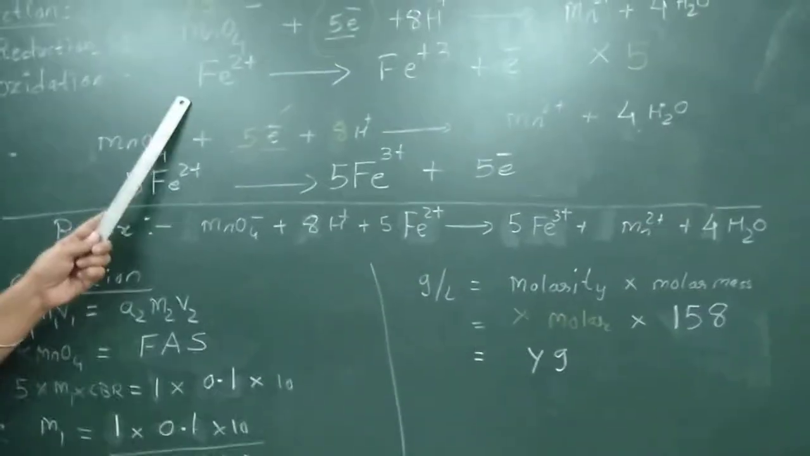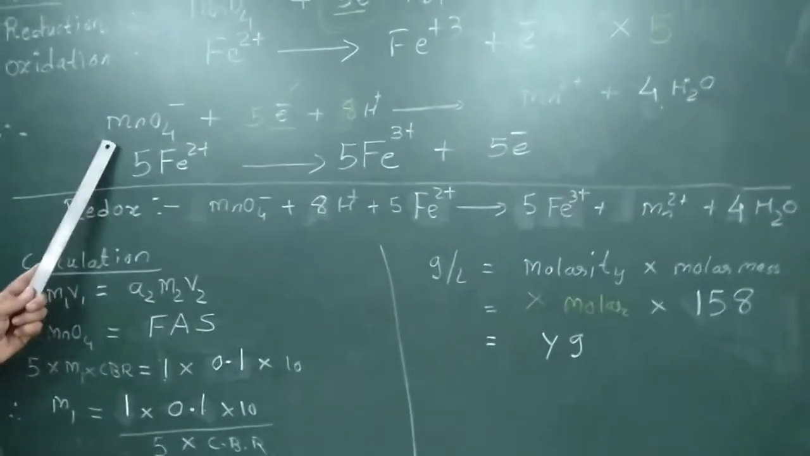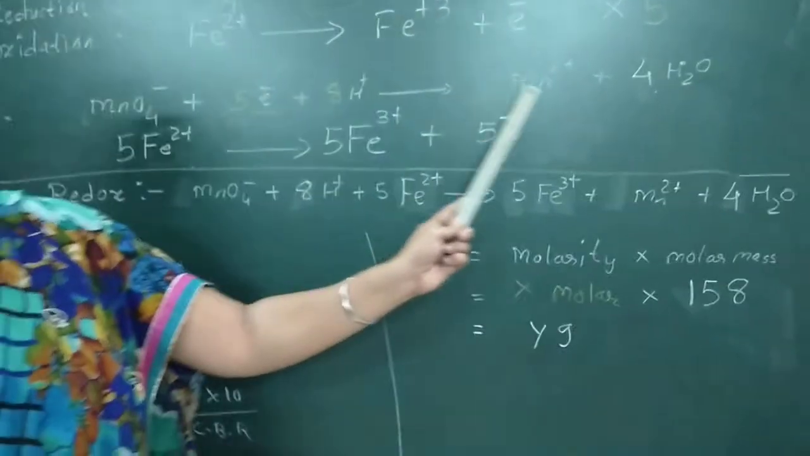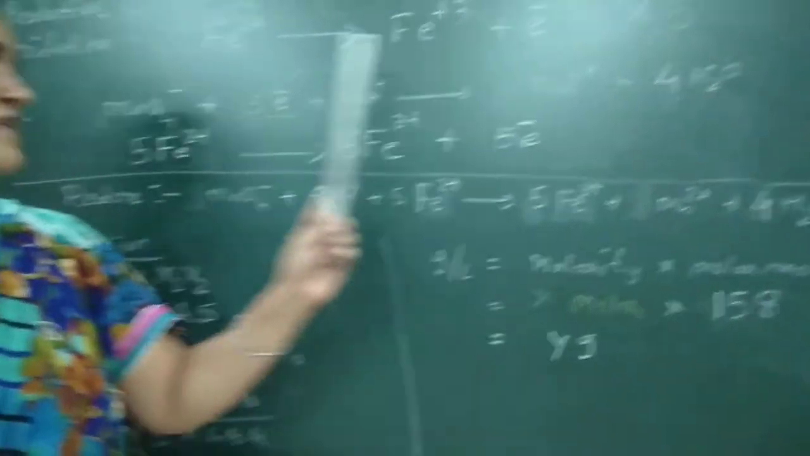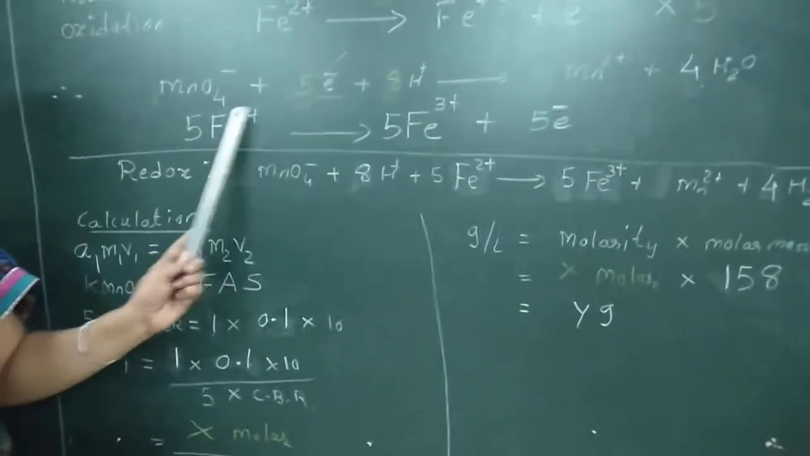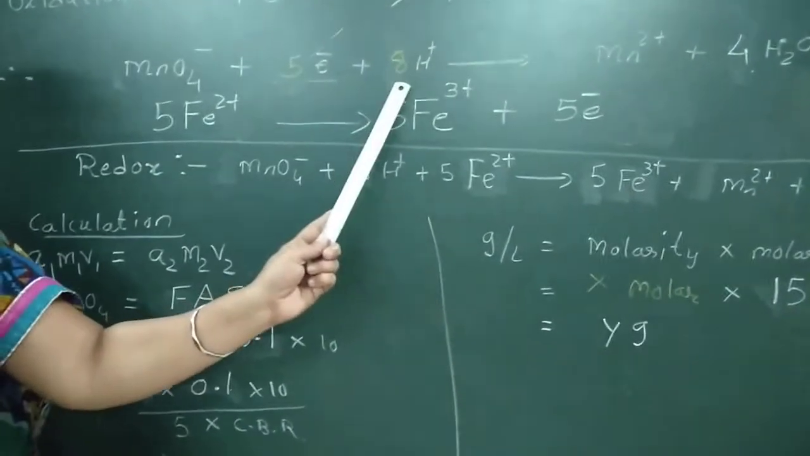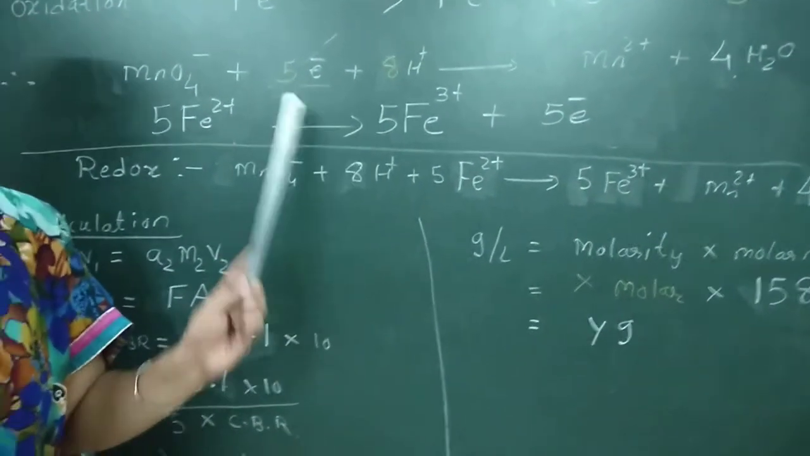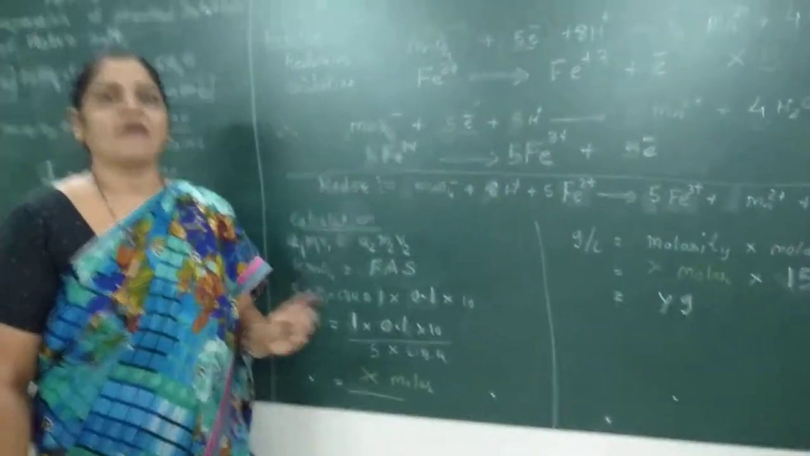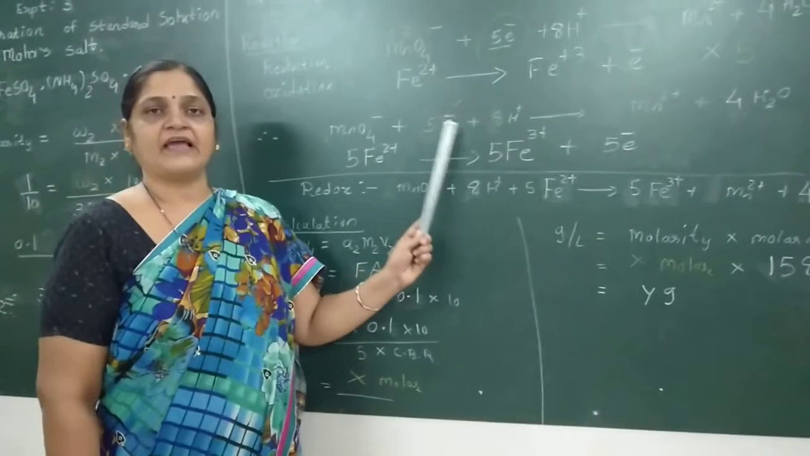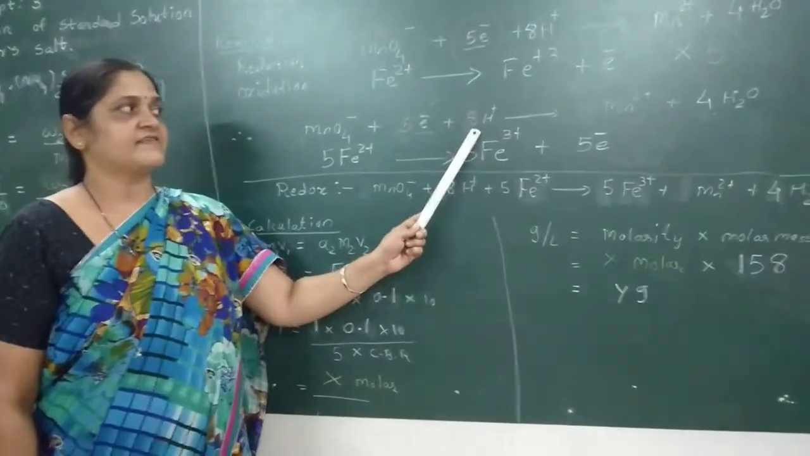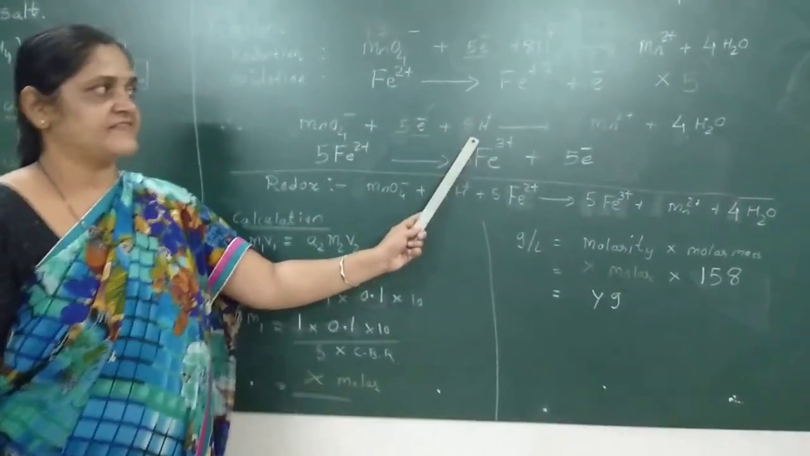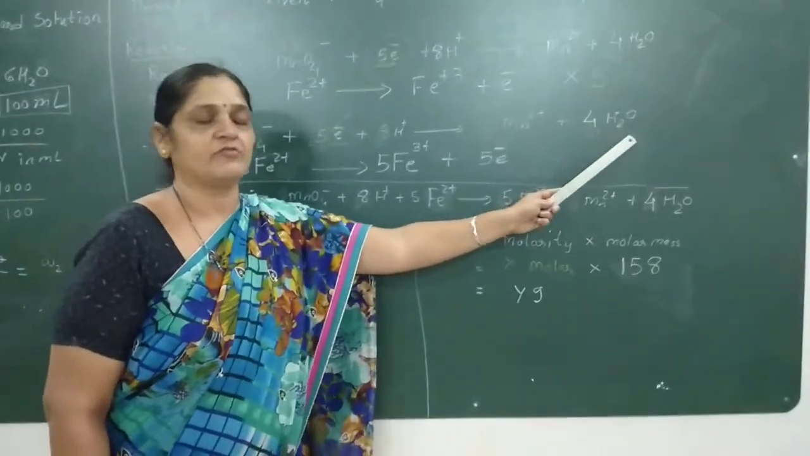Now, the reduction equation is MnO4 minus plus 5 electrons plus 8H+ gives Mn2+ plus 4H2O. As here 4 oxygen atoms are present, we need 8H+ ions, which are given by the acidic medium provided during the titration. Because this titration also requires the presence of acid, and in the acidic medium the reaction is taking place. So this 8H+ comes from the acid. So 4 oxygen atoms and 8H+, that is hydrogen ions, will be producing the 4 water molecules.